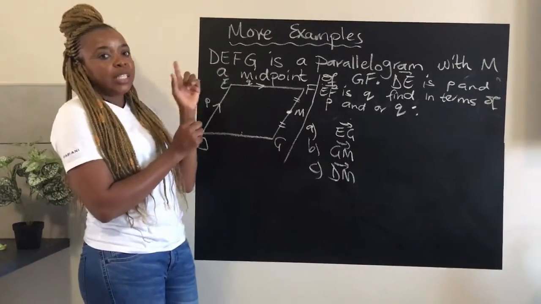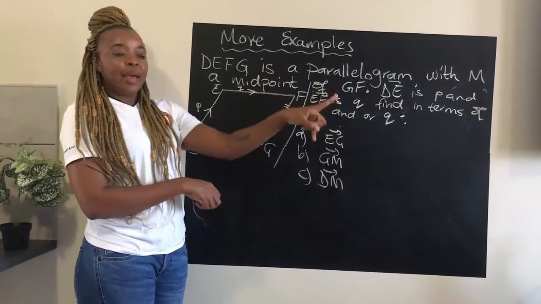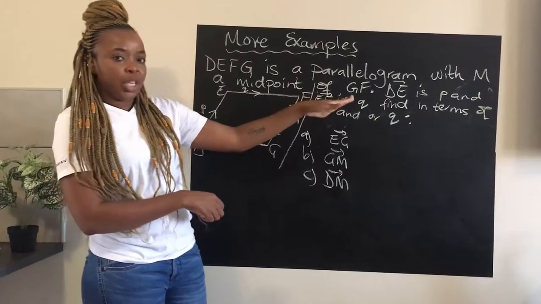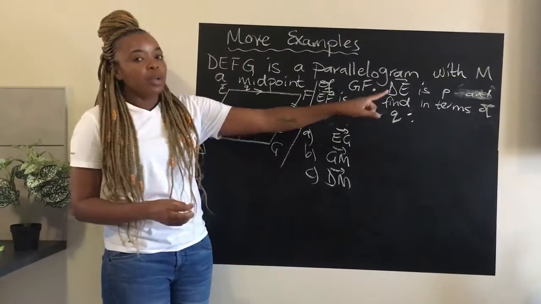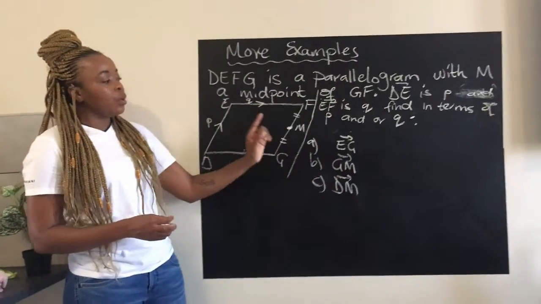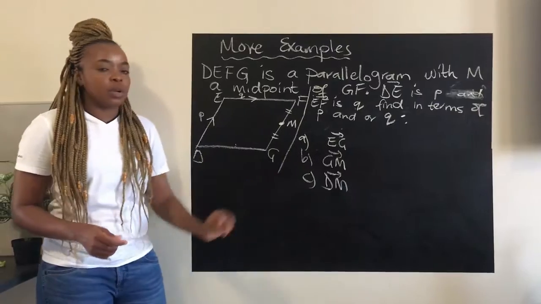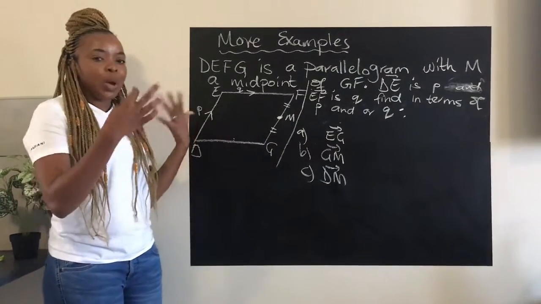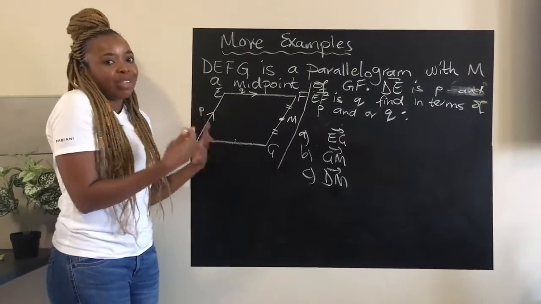Now they're saying DEFG is a parallelogram with M a midpoint of GF. DE is P, EF is Q, and we must find these vectors in terms of P and/or Q. So because we were told it's a parallelogram, we want to label everything that we know.